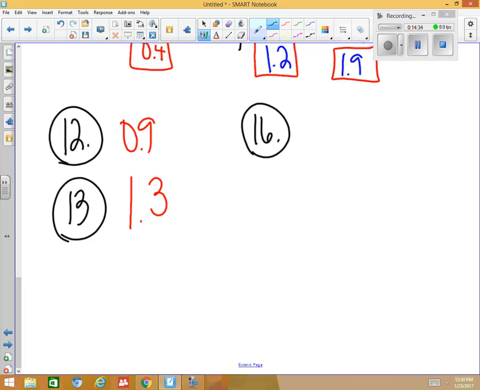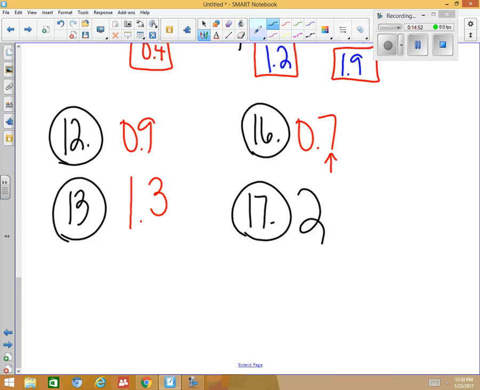7.10? No. Backwards. 0.7. 7 tenths. That number goes right there. Right? So let's look at 17. It looks like this. 2 and 3 tenths. How do I write that one? Go ahead, Kyra. 2.3. 2 and 3/10. Not bad, right?